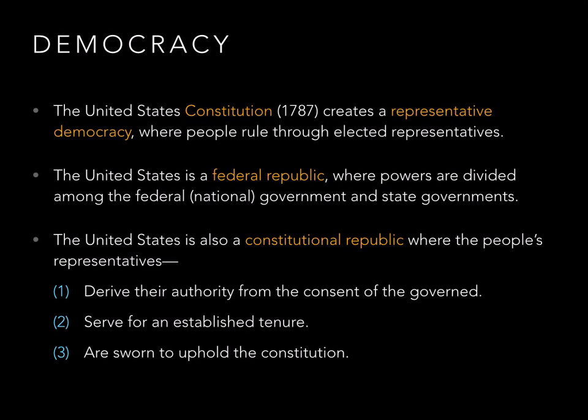Democracy. The United States Constitution, written in 1787, created a representative democracy. This is a government where people rule through their elected representatives. The United States can also be referred to as a federal republic, where the powers are divided among the federal or national government and the various state governments.